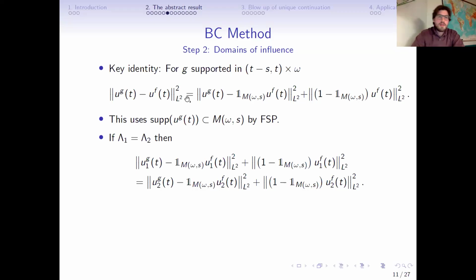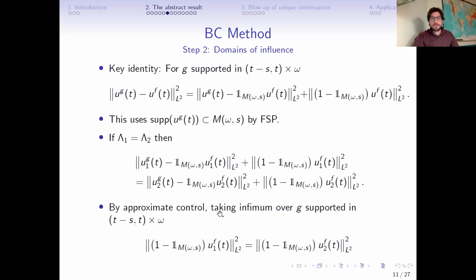Now, recall that the inner products are the same. We have recovered the inner products. So if you have U1 and U2, two different solutions, the left-hand side is going to be the same because this norm squared is just an inner product. So that means that this orthogonal decomposition is going to be the same as well for the two functions U1 and U2.